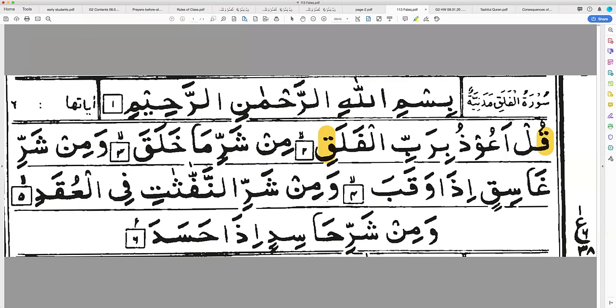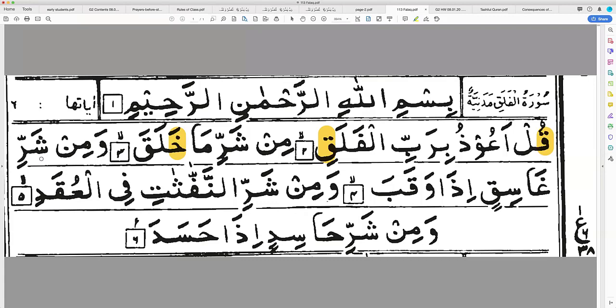Min sharri ma khalaq. Well done. Your qaf was lovely there and your qalqala was very nice. Khalaq. Well done. Min sharri ma khalaq. Well done.